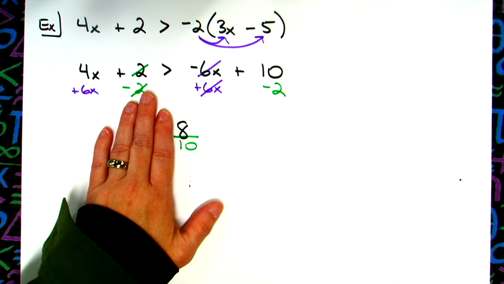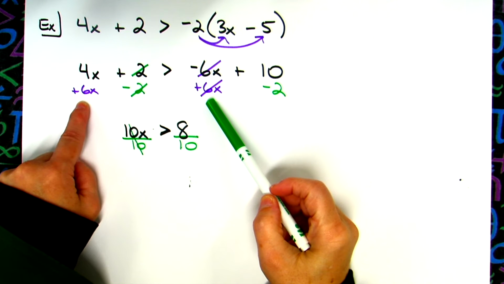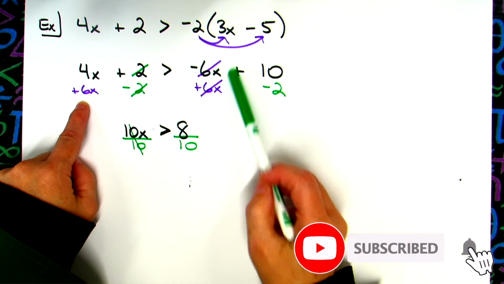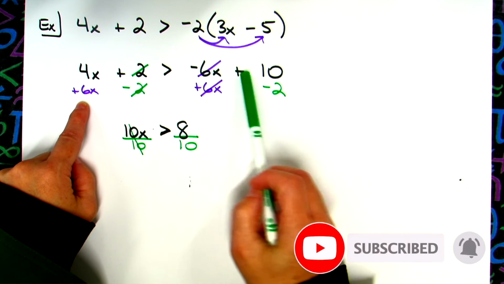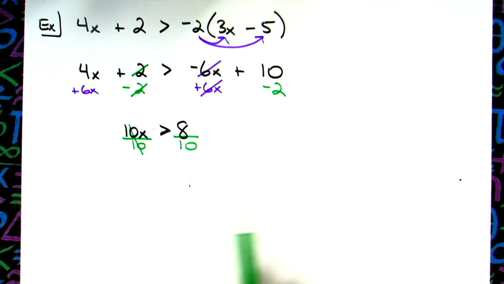Maggie? Why would it be plus 6 and not divided by 6? Because this term is being added, so when I move the whole term, I'm going to do the opposite of add or subtract. Does that make sense? Okay.